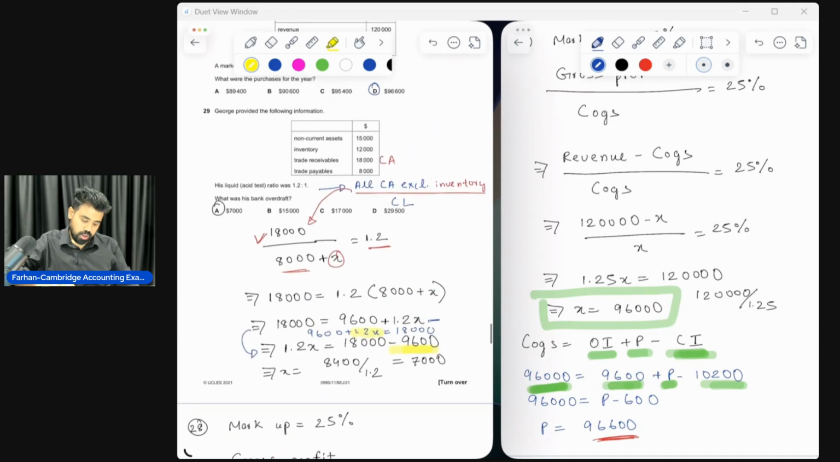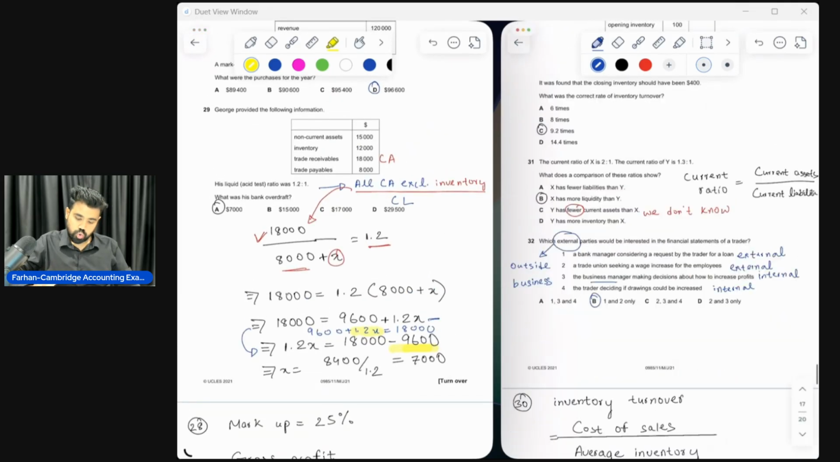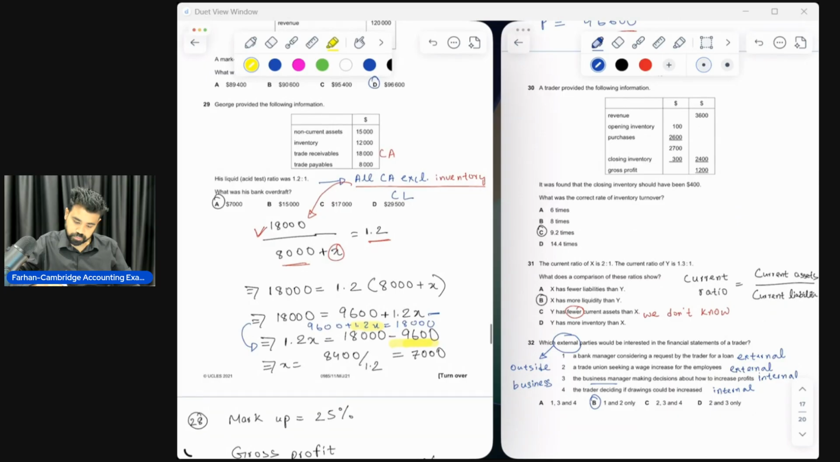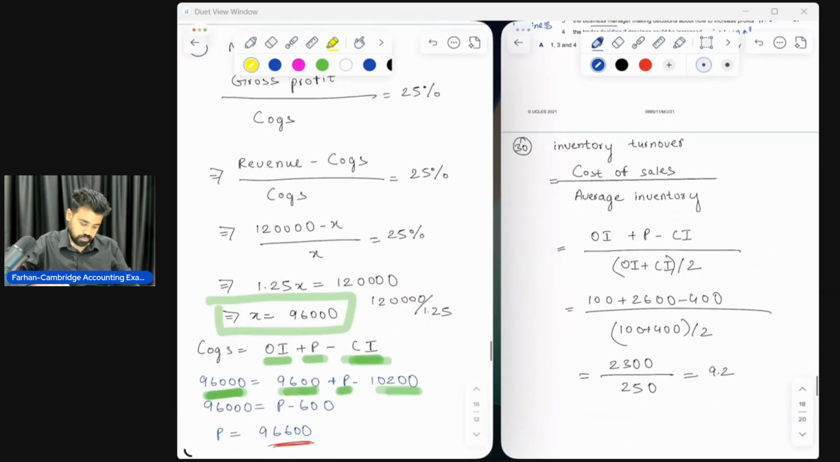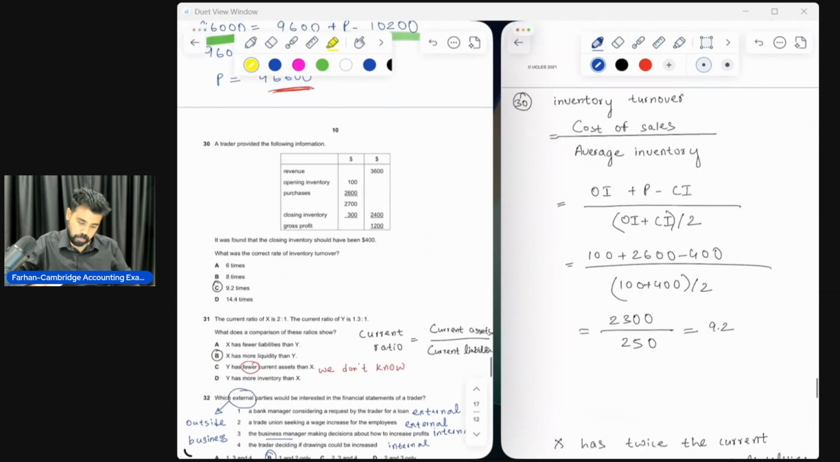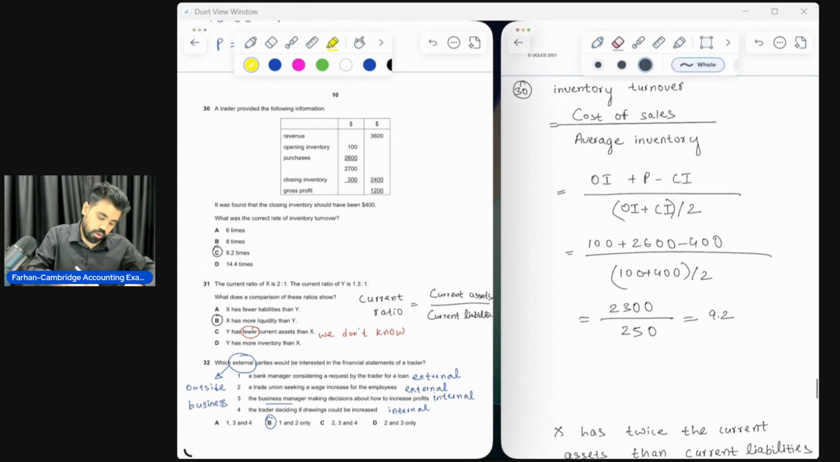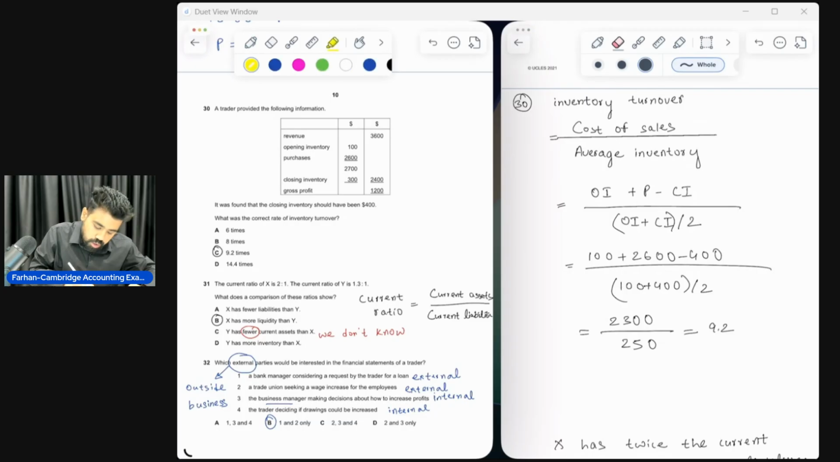All right. Now, let's go to question 30. A trader provided the following information. It was found that the closing inventory should have been $400. What was the correct rate of inventory turnover? All right, so this amount included here is wrong.